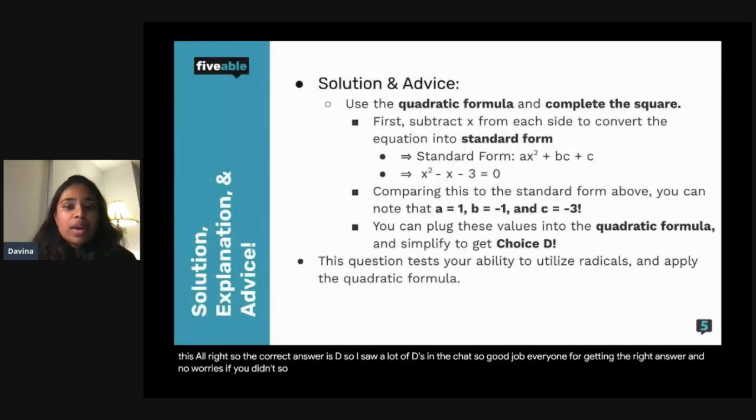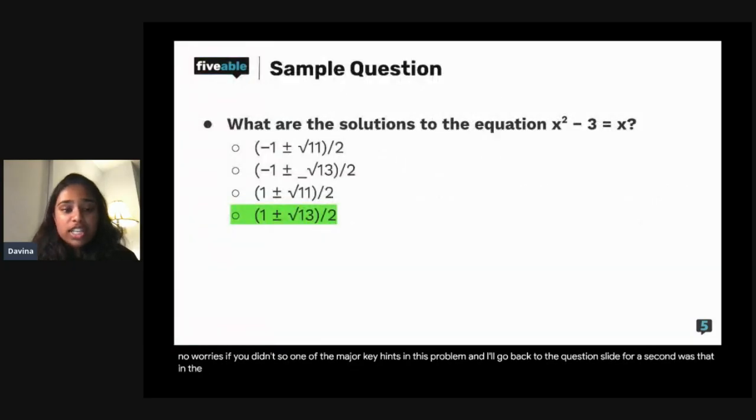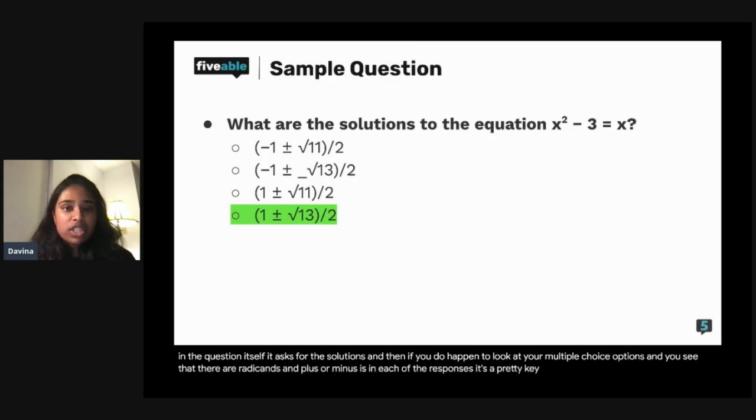So one of the major key hints in this problem, and I'll go back to the question slide for a second, was that in the question itself, it asks for the solutions. And if you look at your multiple choice options and you see that there are radicands and plus or minuses in each of the responses, it's a pretty key indicator that you're going to have to use the quadratic formula, because the quadratic formula is what directly gives you solutions.